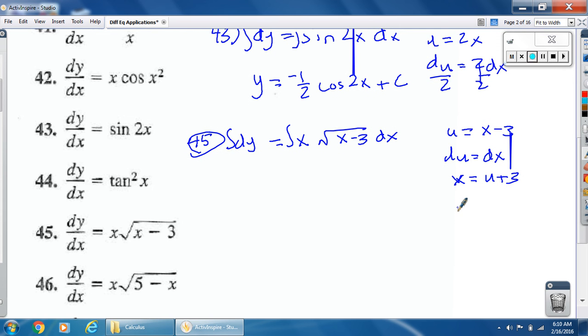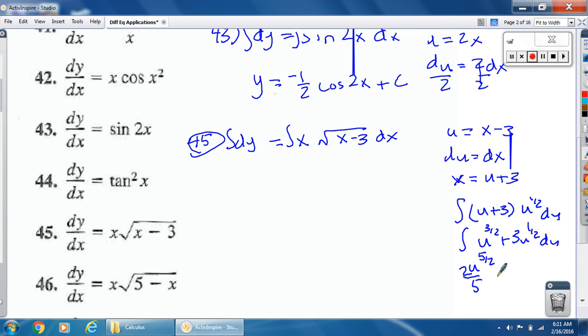When I do my u substitution, I will have, in place of x, u plus 3. In place of x minus 3, I'll have u to the 1/2 power du. Distribute that, and I'll get u to the 3/2 plus 3u to the 1/2 du. Using the power rule, I get u to the 5/2 multiplied by 2/5, and I get 3u to the 3/2 multiplied by 2/3, so that will just give me a 2.